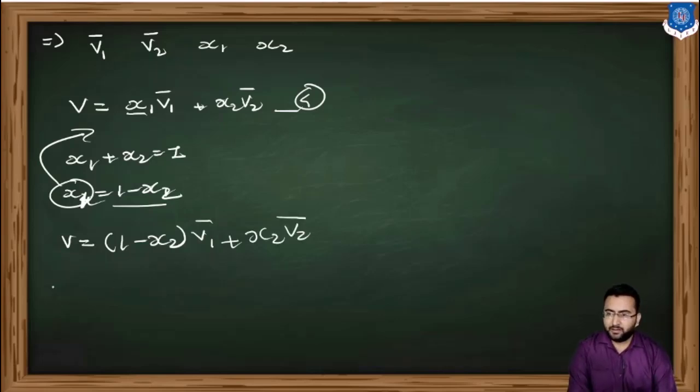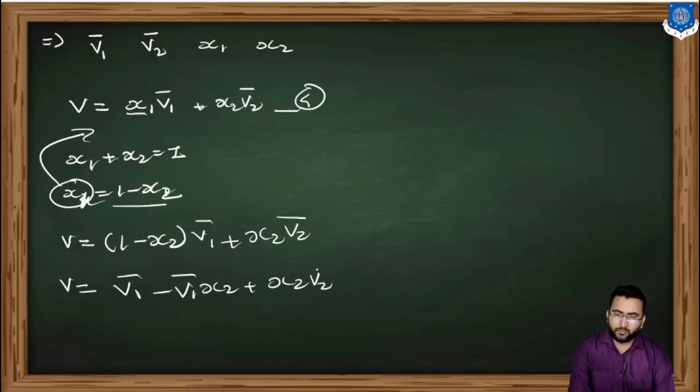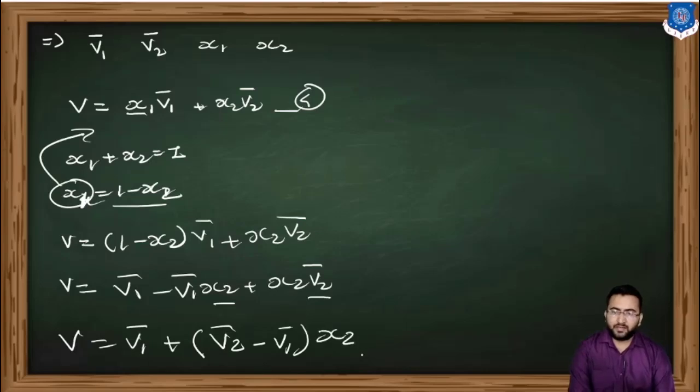Now simplifying the above equation, we get V1 bar minus V1 bar x2 plus x2 V2 bar. Taking x2 common from both terms, we get V is equal to V1 bar plus (V2 bar minus V1 bar) into x2. This becomes our equation number 5.